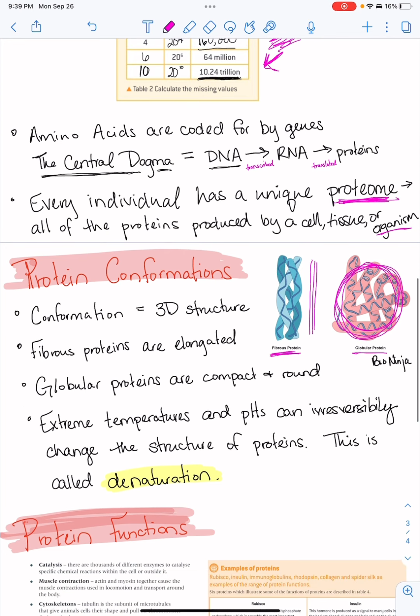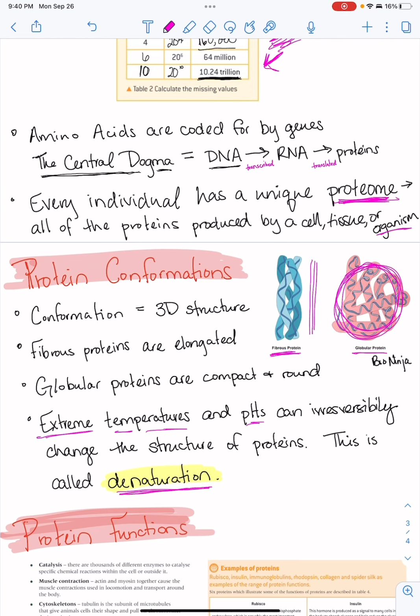And so the last thing that you need to know, and we'll talk about this more when we talk about enzymes, is that you need to be careful with proteins with extreme temperatures and pHs. If it gets too hot, too cold, or too alkaline or too acidic, then this can irreversibly change the structure of the proteins. Basically the proteins can fall apart, or they can sometimes be rearranged and reconfigured, which will then affect the function. So we call this denaturation.